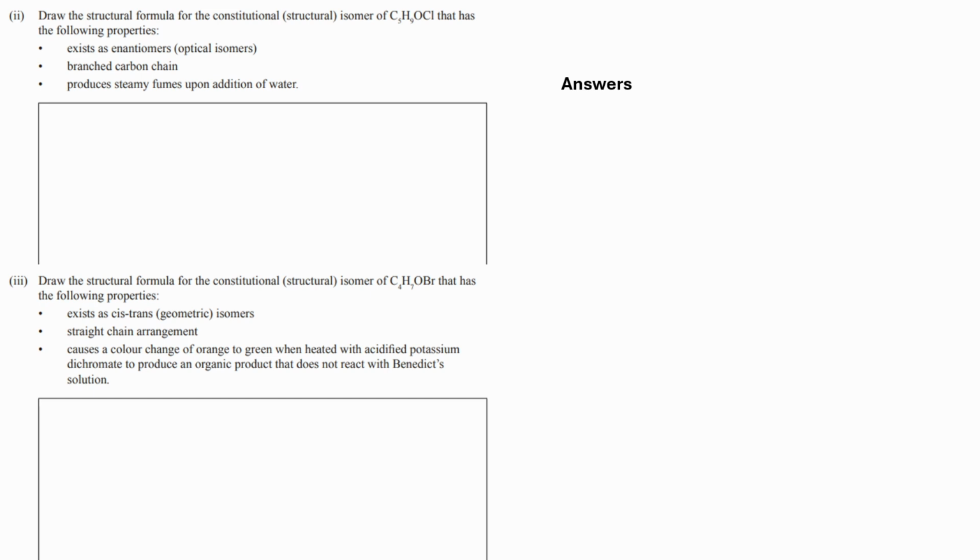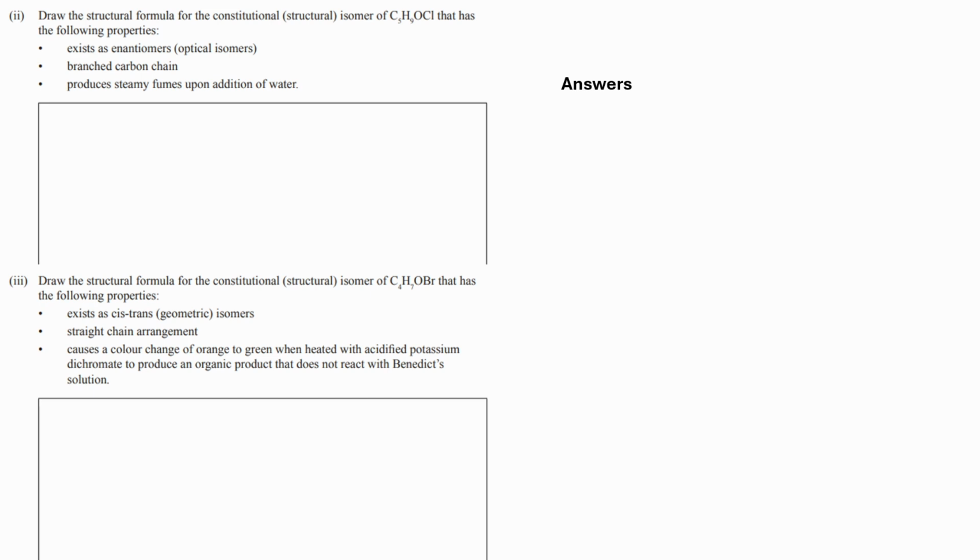Exist as enantiomers, optical isomers, must have a chiral carbon. Branched carbon chain, okay, so it's not just 5 carbons in a row, it must be at least 4 and 1 coming off, or 3 and 2 coming off. Produces steamy fumes, okay, I like that. Steamy fumes, it tells us initially it's going to be an acyl chloride.